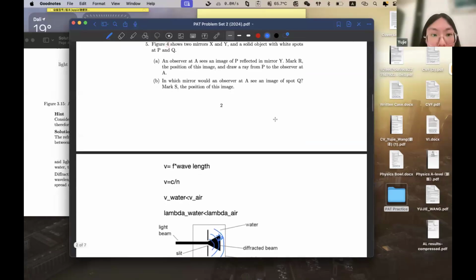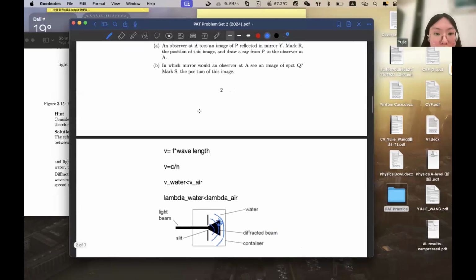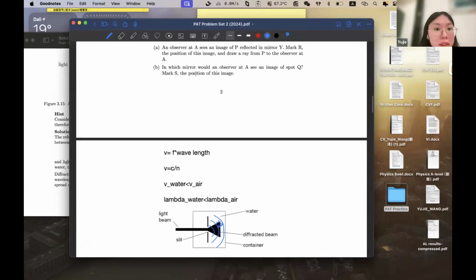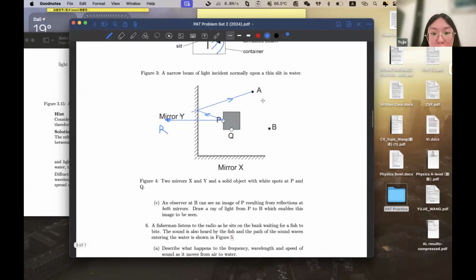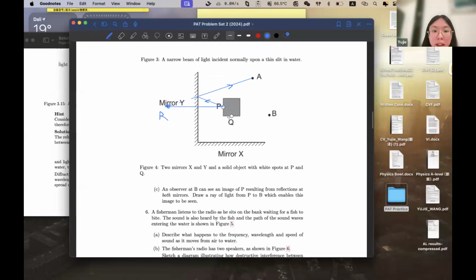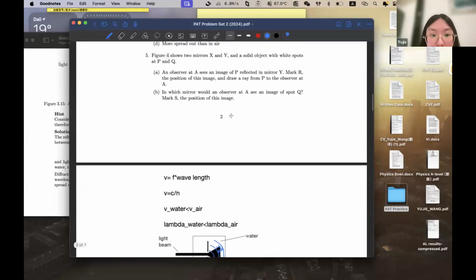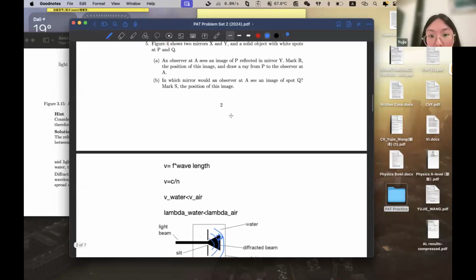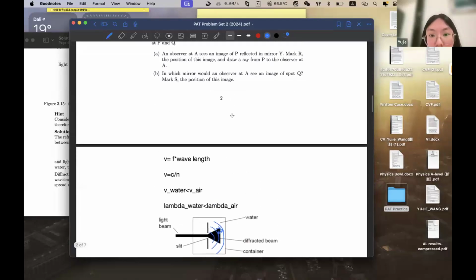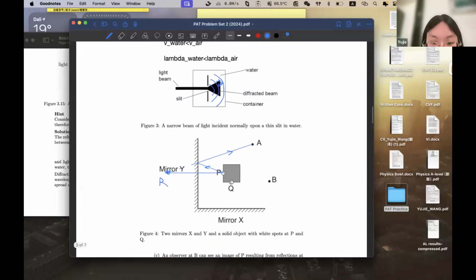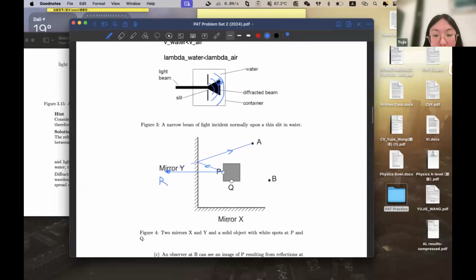And part B actually is quite similar. It's in which mirror would an observer at point A see an image of spot Q, marked as the position of this image? So you know that Q is located here, and it would be reflected by both mirror Y and mirror X.